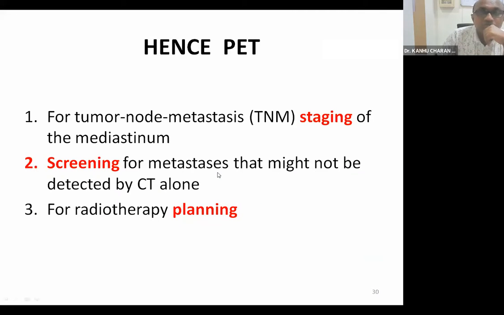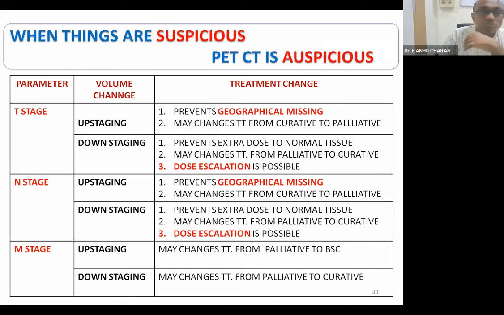Hence, it helps in the screening of metastasis not detected by CT alone, and in tumor node metastasis staging and radiotherapy planning. PET CT is helpful. If there is upstaging, it prevents geographical miss, and your treatment may change from curative to palliative. If you do the PET and find downstaging of T stage, it prevents extra dose to the normal tissue, may change the treatment from palliative to curative, and dose escalation is possible. The same thing happens in upstaging and downstaging of nodal stage, M stage, and TNM stage.